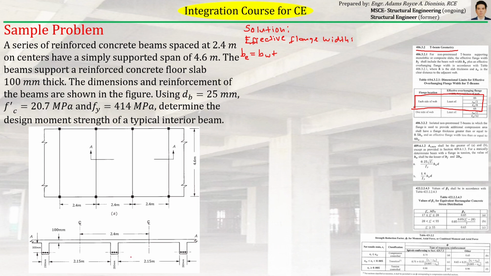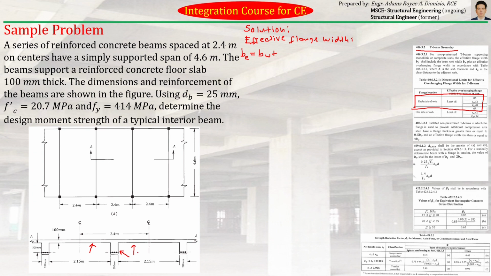So ito yung web natin. So may flange siya on each side, itong dalawa. So therefore, pasok tayo dun sa unang row dito sa table. Okay? So diretso ko na lang na isolve dito sa problem natin yung effective flange width niya.